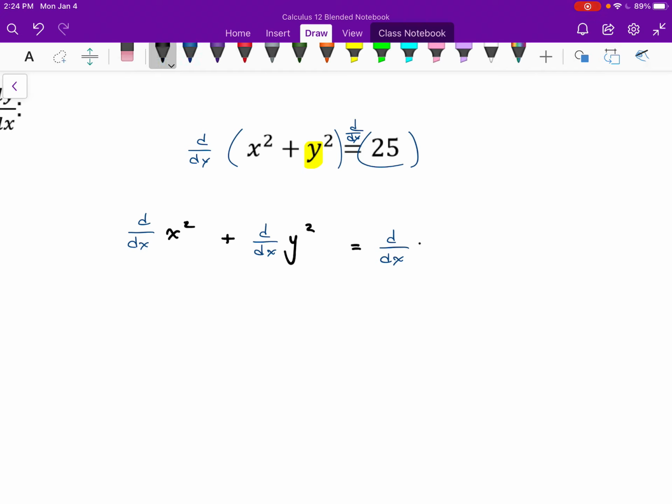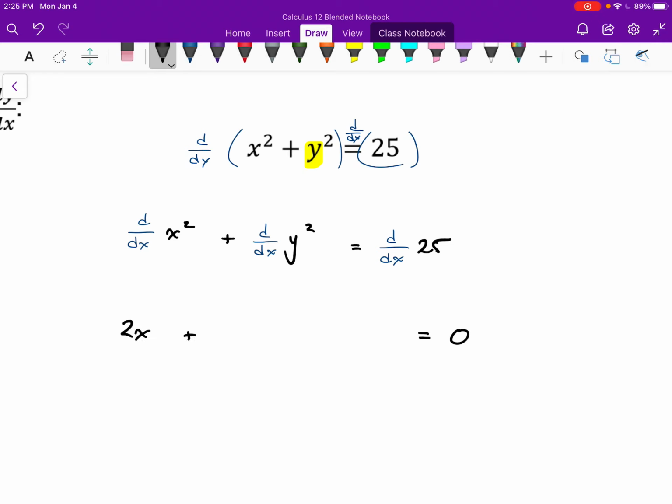Well, maybe I'll start with the easiest part first. I think the easiest part is the derivative of 25 with respect to x. 25 is a constant. The derivative of any constant is 0. In fact, I'll give myself some more space over here. So the right-hand side is 0. The left-hand side, the next part, the derivative of x squared with respect to x is 2x.